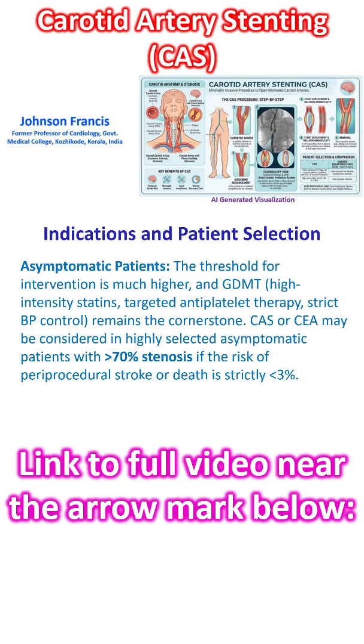In asymptomatic patients, the threshold for intervention is much higher, and guideline-directed medical therapy with high-intensity statins, targeted antiplatelet therapy, and strict BP control remains the cornerstone. Carotid artery stenting or carotid endarterectomy may be considered in highly selected asymptomatic patients with more than 70% stenosis if the risk of peri-procedural stroke or death is strictly less than 3%.